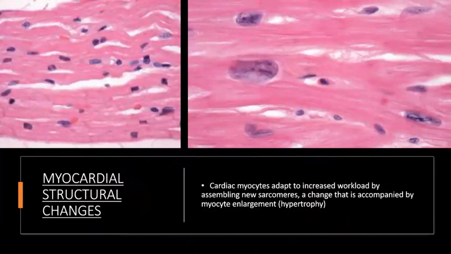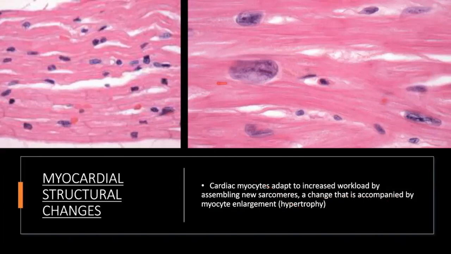Now, the third mechanism was myocardial structural changes. The cardiac myocytes adapt to increased workload by assembling new sarcomeres, a change that is accompanied by myocyte enlargement. They undergo hypertrophy. So remember, cardiac muscle is a permanent tissue. It can only undergo hypertrophy with no hyperplasia.